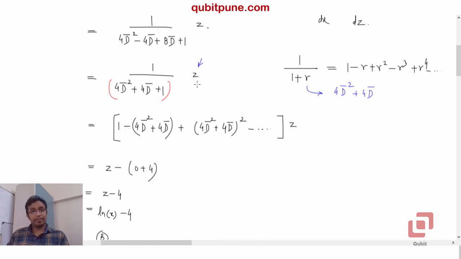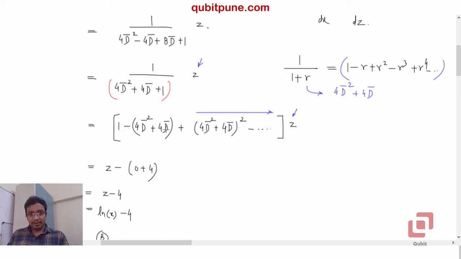Okay, so we can now follow this particular infinite series here, which will give us 1 minus r, which is 4 d bar to the power 2 plus 4 d bar, plus 4 d bar to the power 2 plus 4 d bar the whole squared and so on. Okay, now there is no need to consider everything that is present here, because only the first order derivative of z is what's going to matter. All higher order derivatives will be equal to zero. So even here 4 d bar squared, or d bar to the power 2, when operated on z is going to give you 0, right?